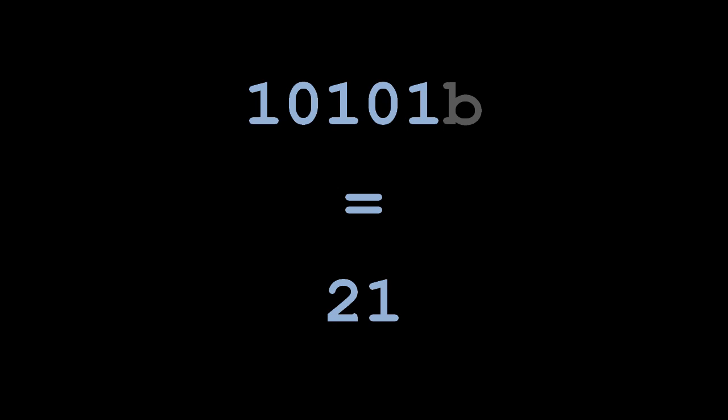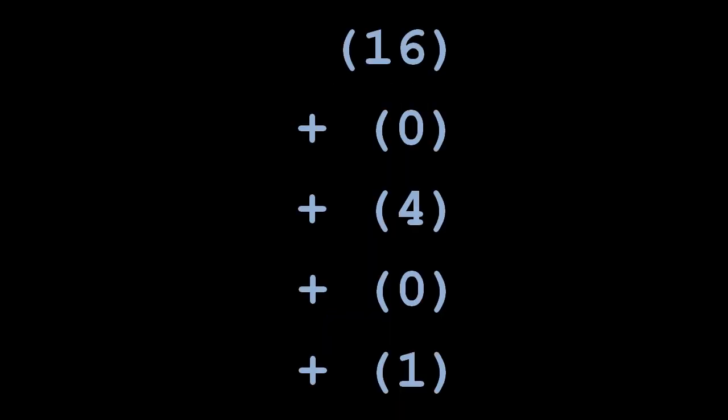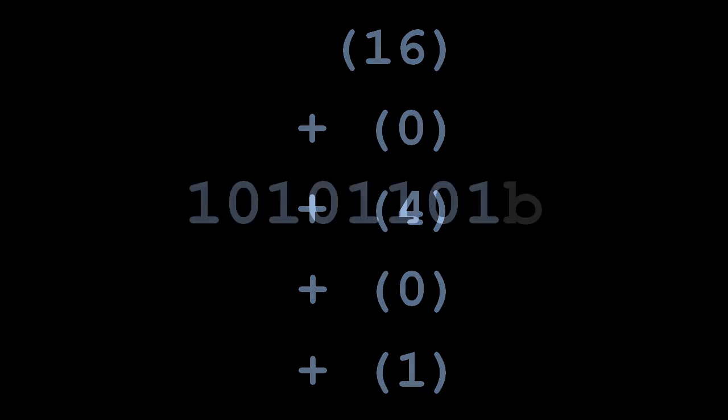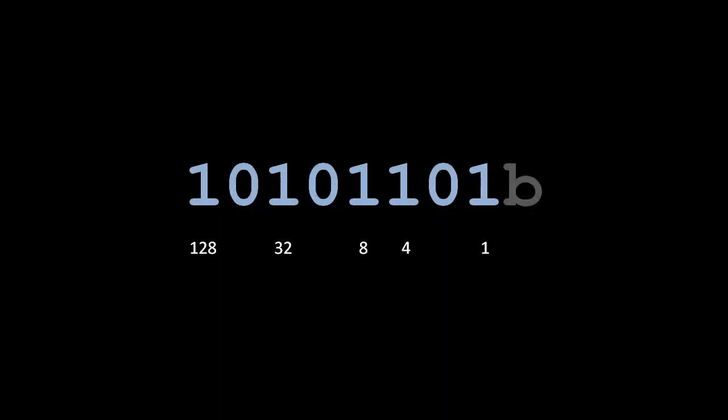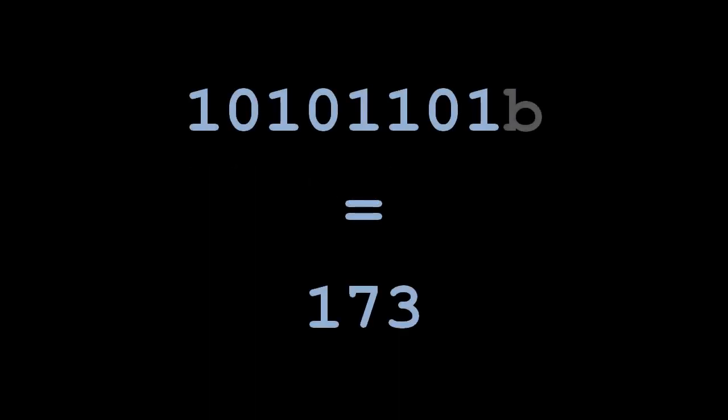Notice though that we ended up adding together only powers of 2. This suggests a mental shortcut. Each binary digit place effectively represents a power of 2. When converting to decimal, each power of 2 gets multiplied by either 1 or 0, so effectively we end up simply adding together the powers of 2 for each digit place that has a 1. So for example, for binary 10101101, we add together 128, 32, 8, 4, and 1, yielding 173.